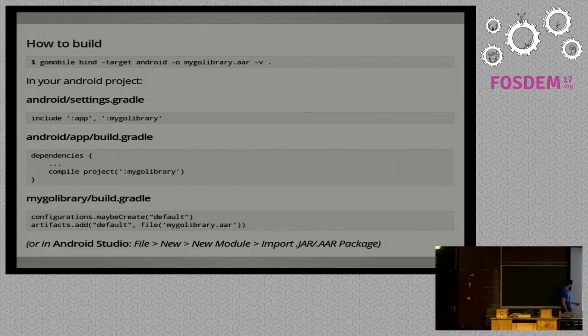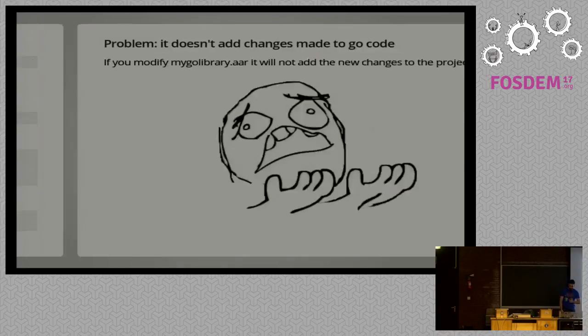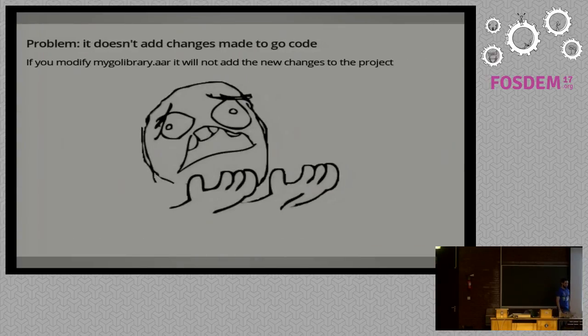There is one problem. I spent some time figuring it out because I don't have much experience with mobile projects and Android. The problem was that I was developing my Go code at the same time as the Android application. And when you modify your Go code, recompile and create a new AAR file, the Android project didn't take those changes.